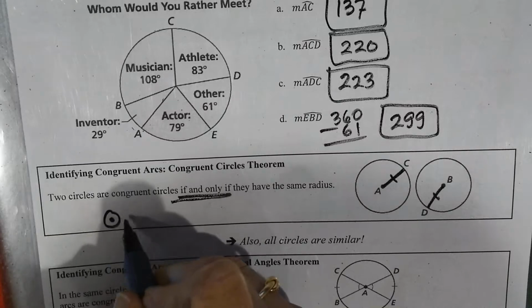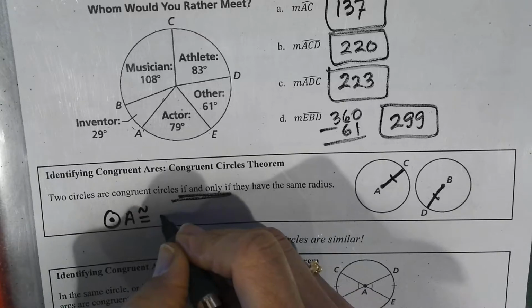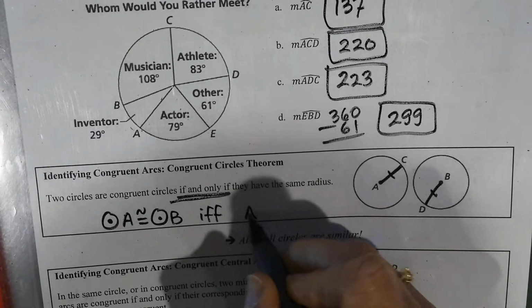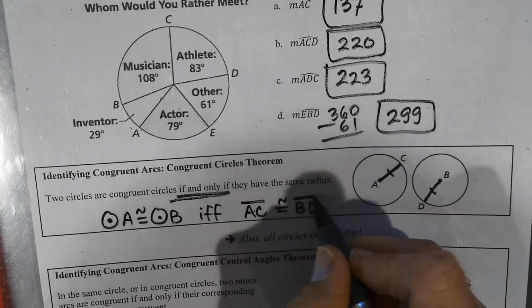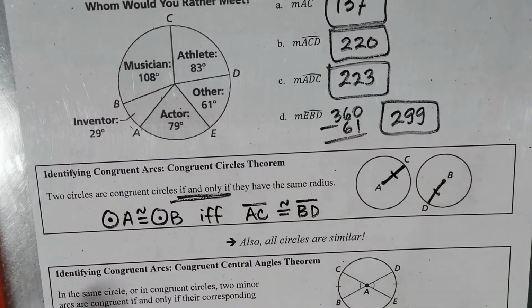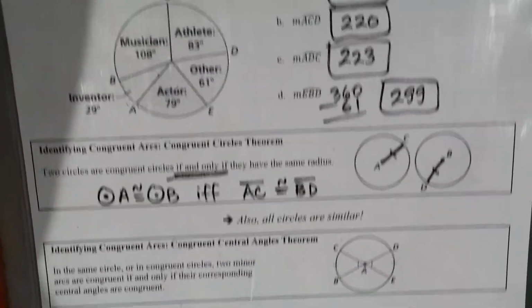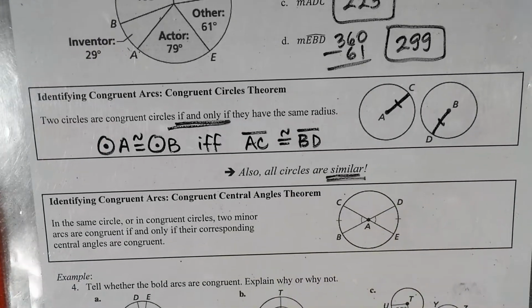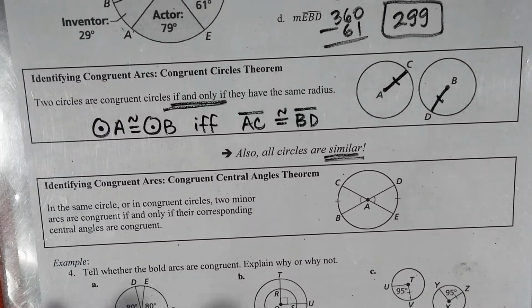So you would write, okay, circle A is congruent to circle B if and only if AC segment is congruent to BD segment, which is pretty easy to follow. So you need either this to show that or this to show that. That's the definition. And all circles are similar. They're not all congruent, obviously. They'd be different sizes, but they're all similar in shape, same shape, different sizes.